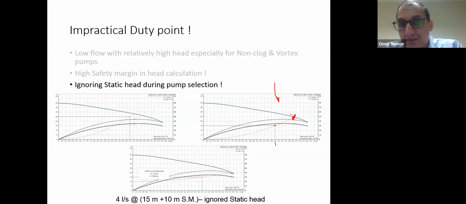But unfortunately, my friend, if you enter the value of the static, for the same pump, you will find the system curve will intersect with the pump curve at the end. So the pump is in the overload region. So please be careful. Don't ignore the static head when you are making a selection for a submersible pump, or any pump. Sometimes this leads to a wrong selection.